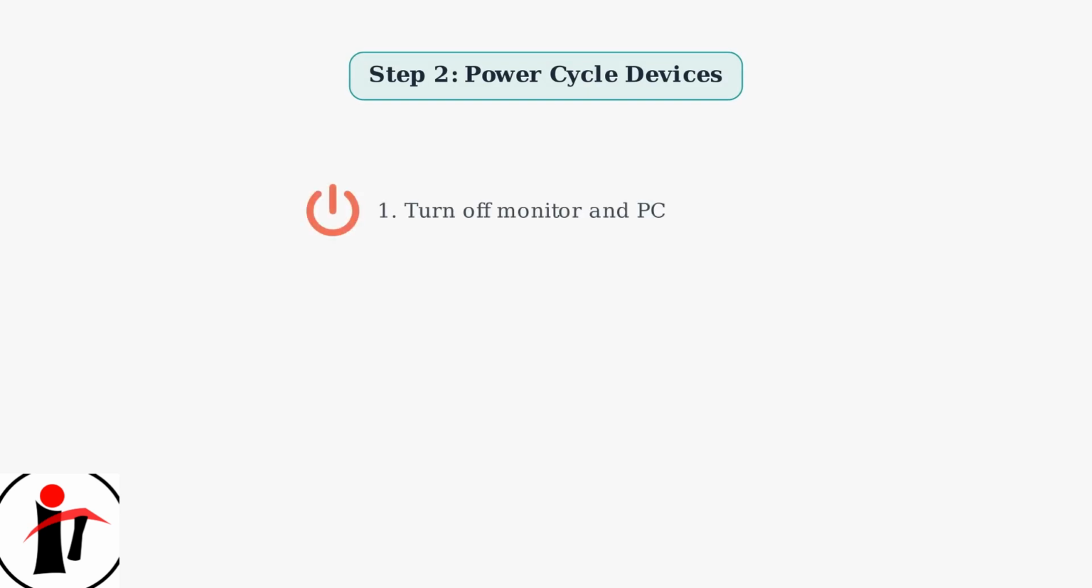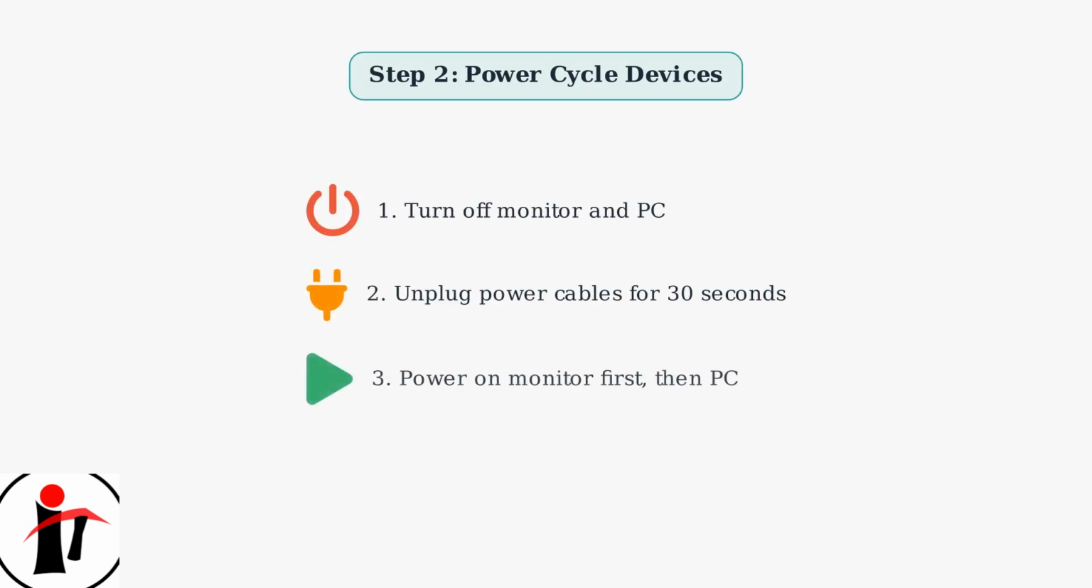Step 2. Power cycle your devices. Turn off both the monitor and your computer or laptop. Unplug the power cables for 30 seconds, then reconnect and power on the monitor first, followed by your computer.